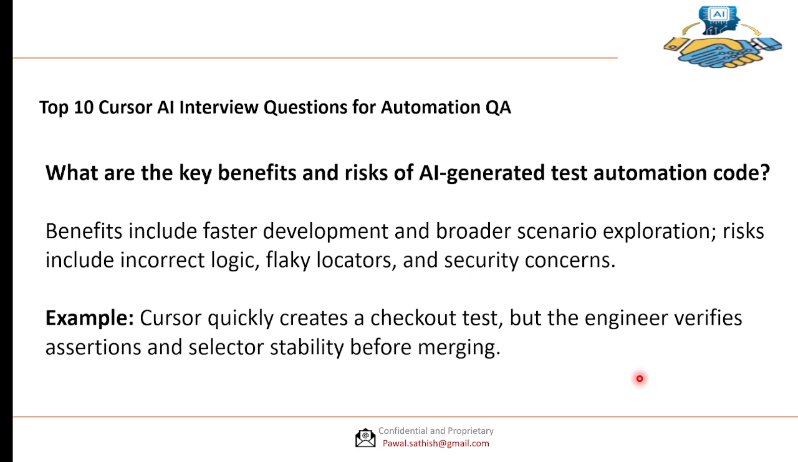What are the key benefits and risks of AI-generated test automation code? The benefits are obvious: faster development and broader scenario exploration. The risk is that incorrect logic will also come, since we are using AI-generated test code, along with flaky locators and security concerns. Cursor quickly creates a checkout test, but the engineers need to verify the assertions and the selector stability before merging. We should not merge as it is. We need to review it. What are the assertions provided by the AI?